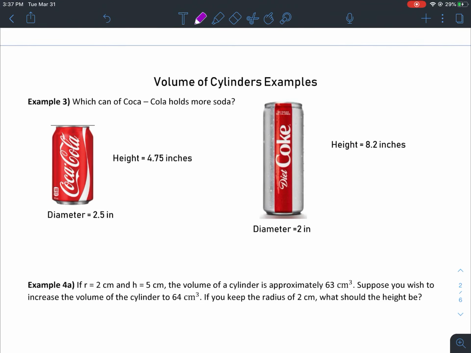All right. So now we have example 3. It says, which can of Coca-Cola holds more soda? I actually want you guys to try this problem out. Let's call the first can, the regular Coke can, can 1, and the can of Diet Coke will be can 2. I want you to go through and calculate the volume of each of these cans. Since it's asking how much soda it holds, that's referring to the volume. So go ahead and calculate the volume of these cans, and I want you to submit your answer. Tell me what you get.